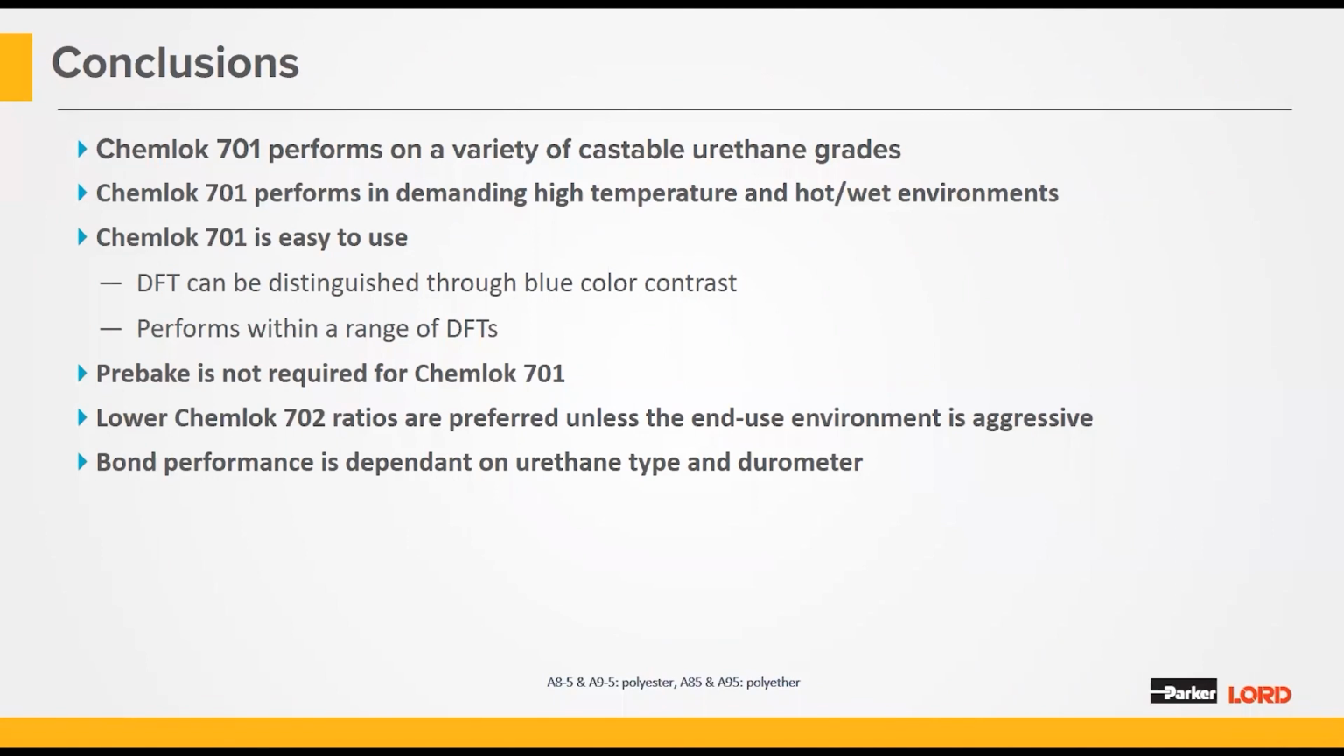Pre-bake isn't required for 701, and actually in most cases, higher rubber retention was observed without a pre-bake in this study. Lower 702 ratios are preferred unless the end-use environment is especially aggressive. And lastly, bond performance is dependent on the type of urethane and the durometer of the compound.